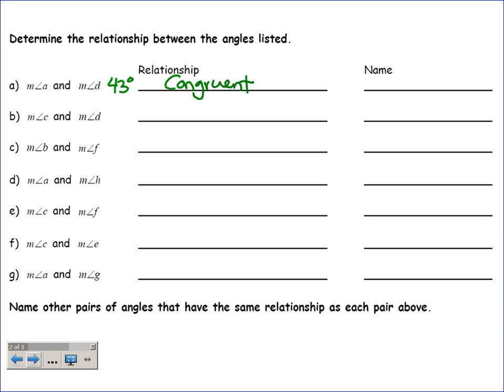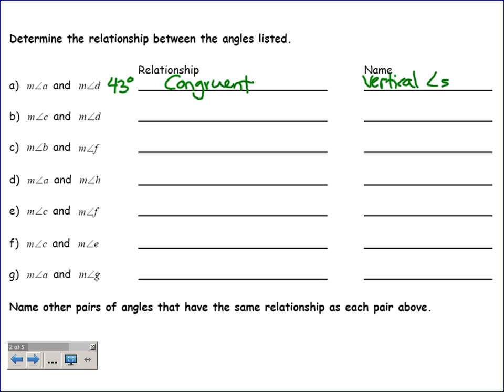Okay. Are they next to each other? Are they around each other? What, A and D? They're basically vertical, so I'm going to write vertical angles over here. Vertical angles. And we always know that vertical angles are congruent.